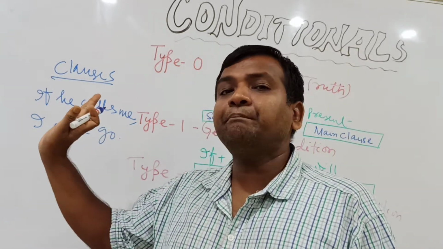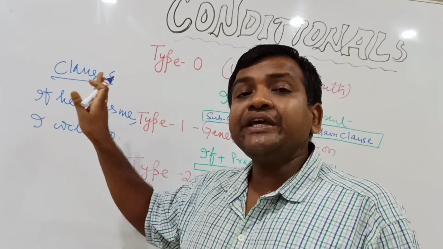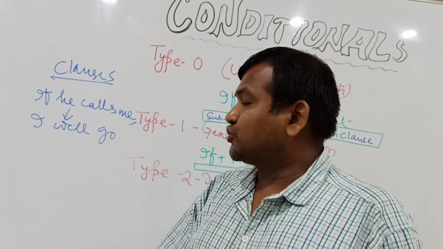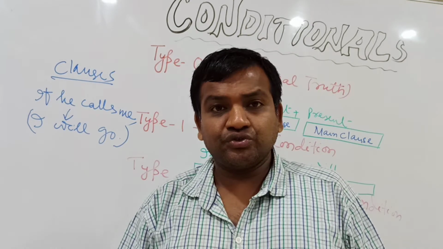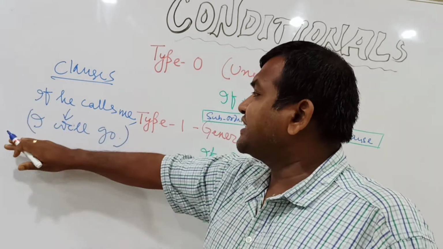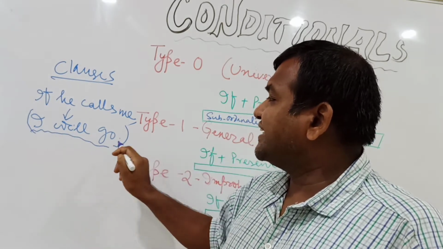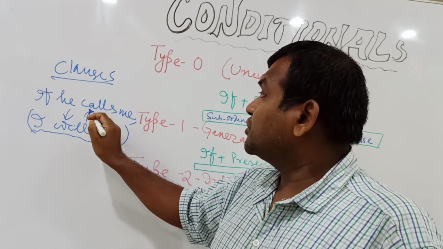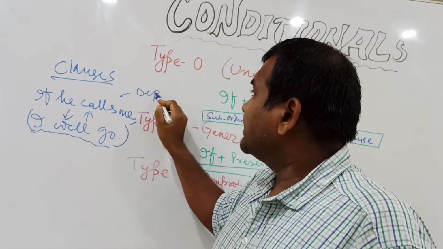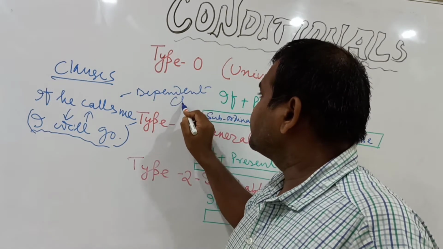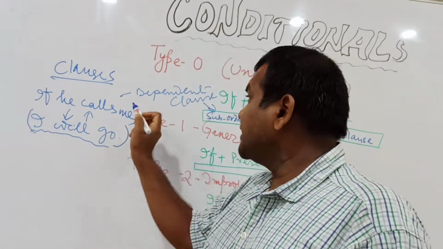Here you see in this sentence, if he calls me is an incomplete sentence, or we may say an incomplete clause. Hence, to be completed, it depends upon this clause, I will go. I will go is an independent clause. Without the help of the other clause, this clause cannot establish itself. Hence, this clause is a dependent clause, which is a subordinate clause.